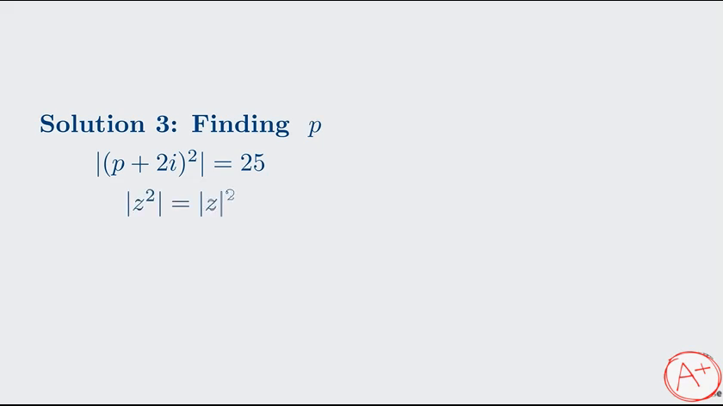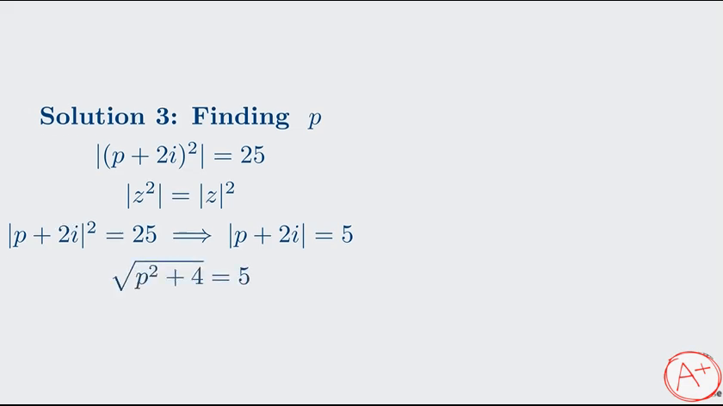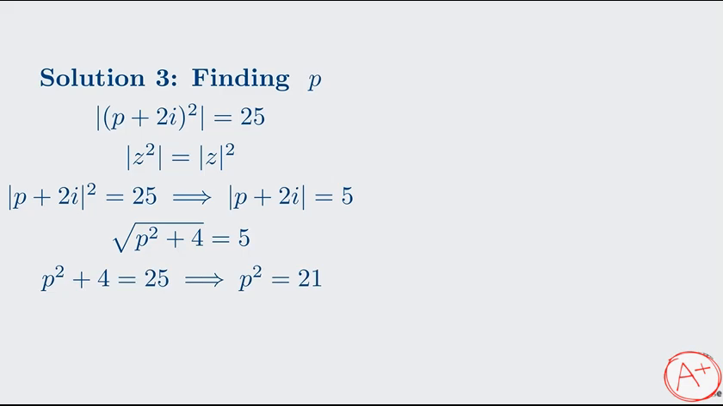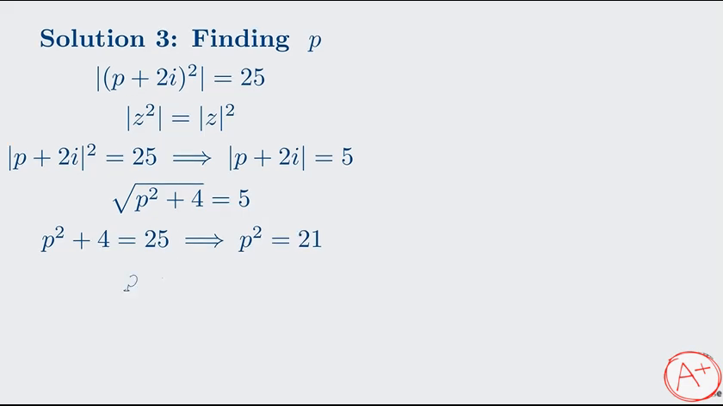For the hard question, we need the modulus of the squared expression to be 25. A useful property here is that the modulus of z squared is the same as the modulus of z, all squared. This implies that the modulus of p plus 2i, squared, equals 25. Therefore, the modulus of p plus 2i must be 5. The modulus of p plus 2i is the square root of p squared plus 2 squared. Squaring both sides gives us p squared plus 4 equals 25. Subtracting 4, we get p squared equals 21. So, p equals plus or minus the square root of 21. These are our two possible real values for p.